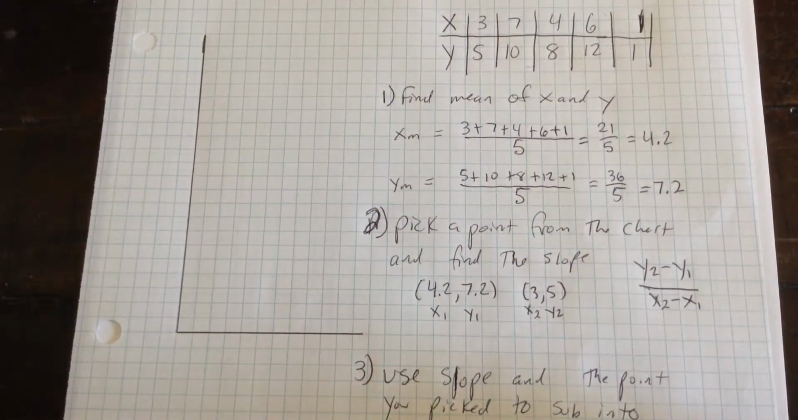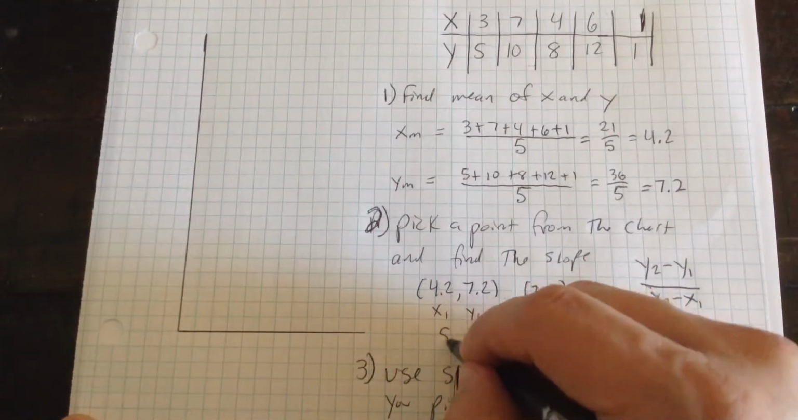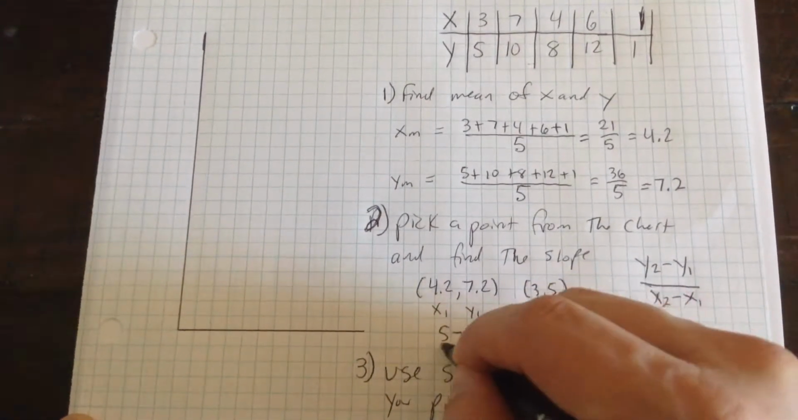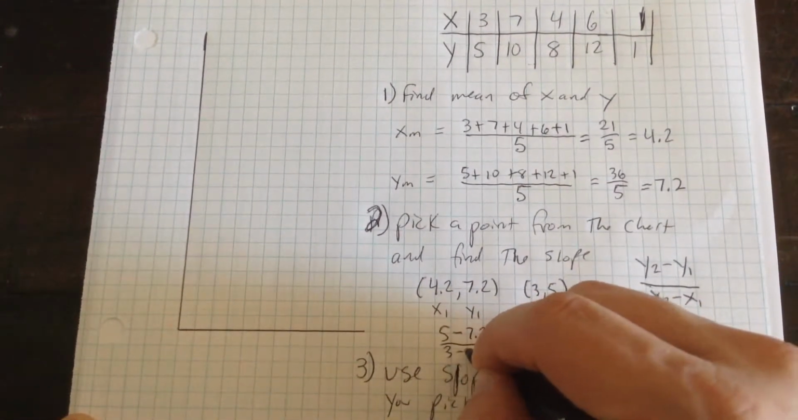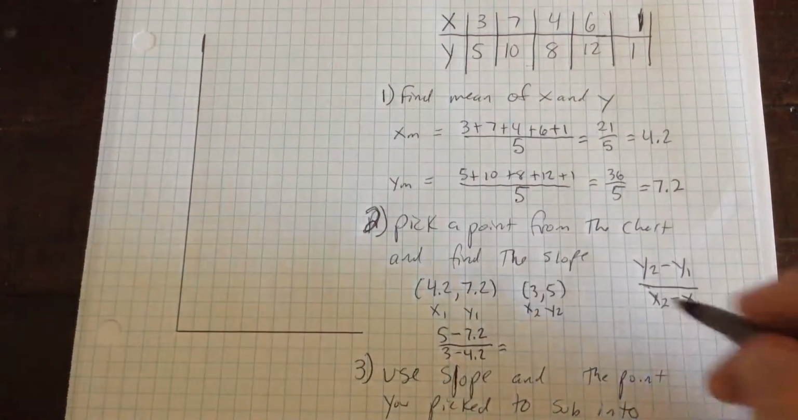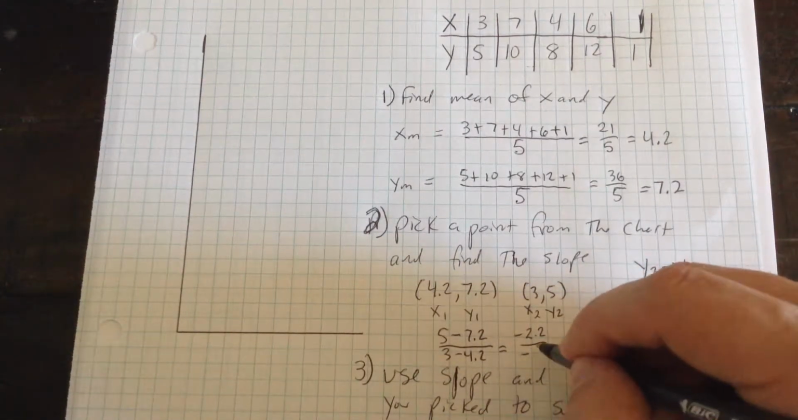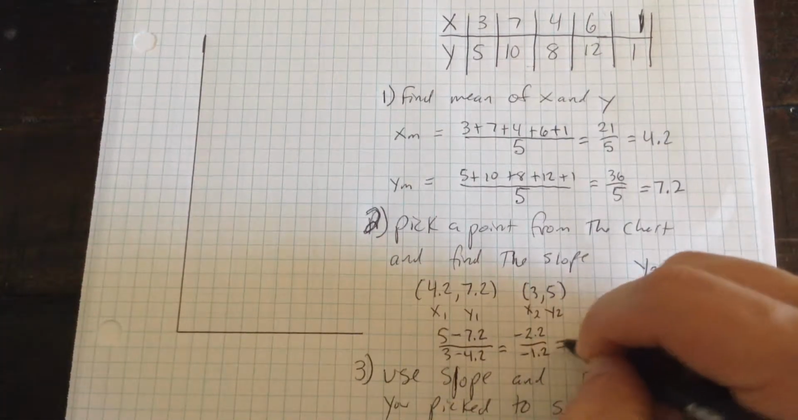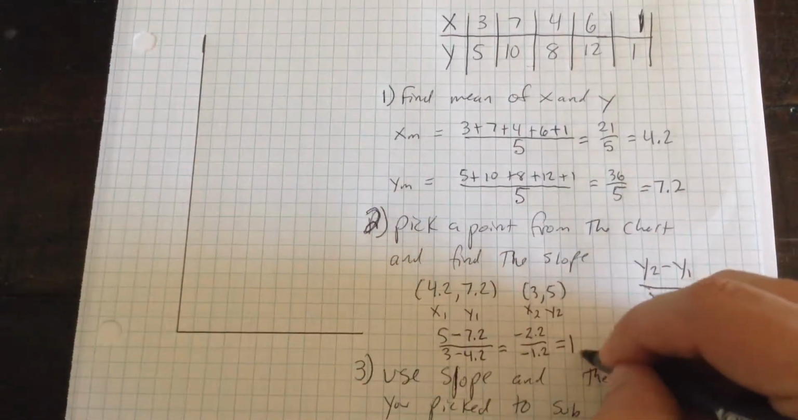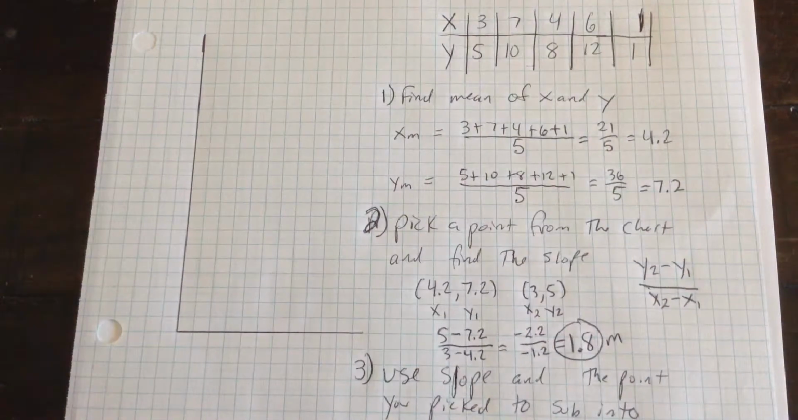Then I've got to find the slope. So it'd be 5 minus 7.2 over 3 minus 4.2, and that ends up being negative 2.2 over negative 1.2, which ends up being 1.8. There's my slope, so that's my m.